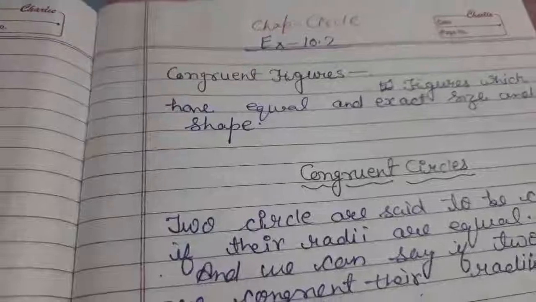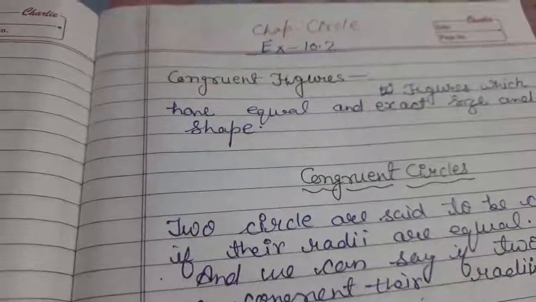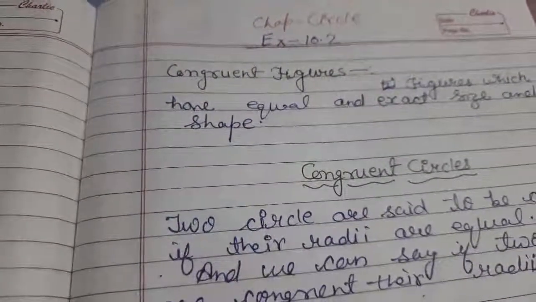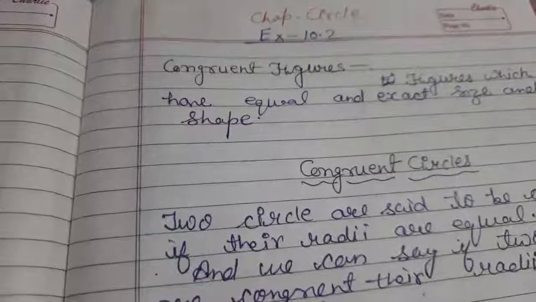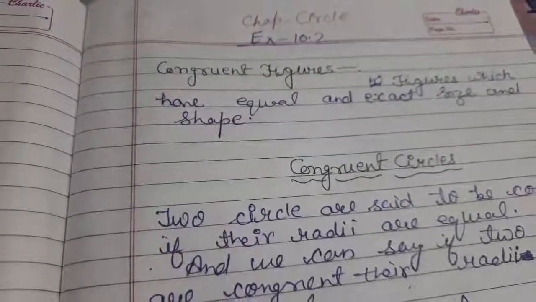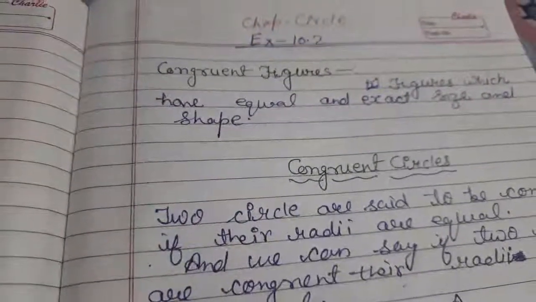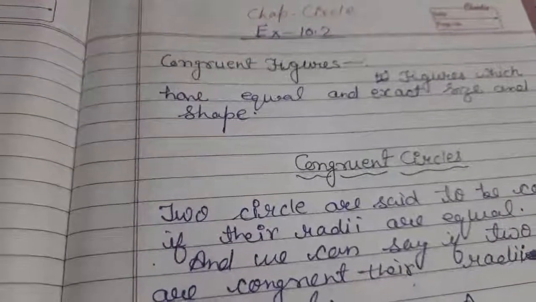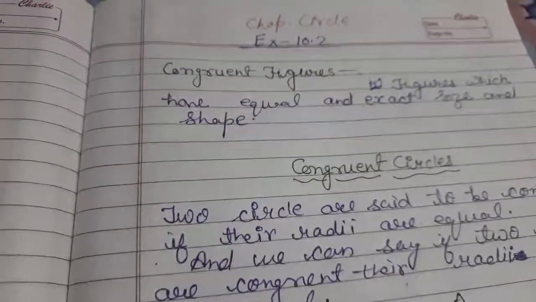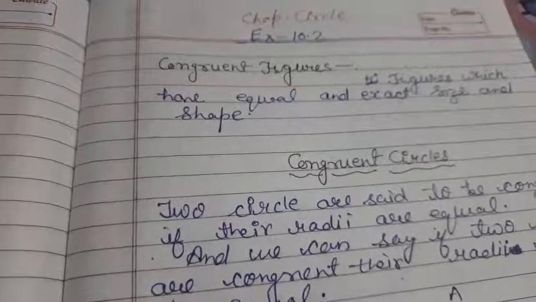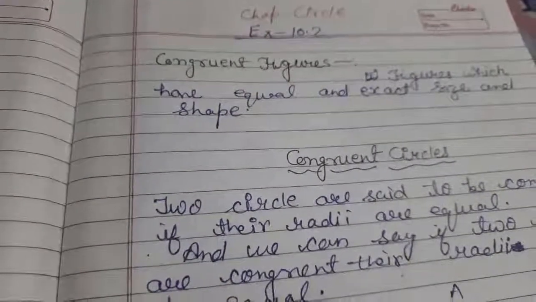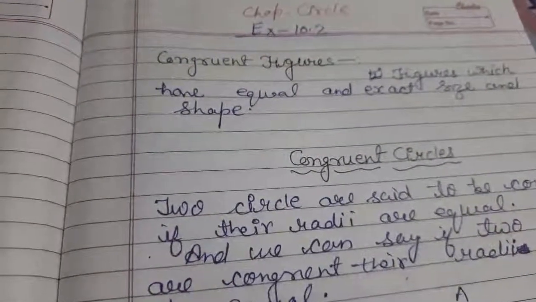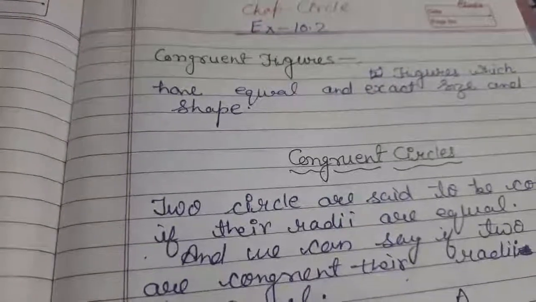And children, we are doing chapter 10 of 9th class from the NCERT book, that is Circle. And today we are going to solve exercise 10.2. Before solving the questions from exercise 10.2, we will discuss some basic topics, number one, congruent figures.